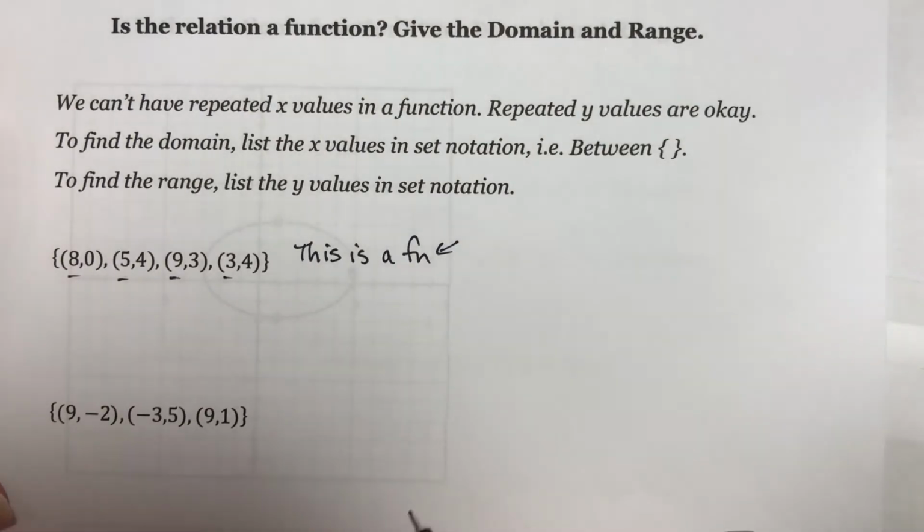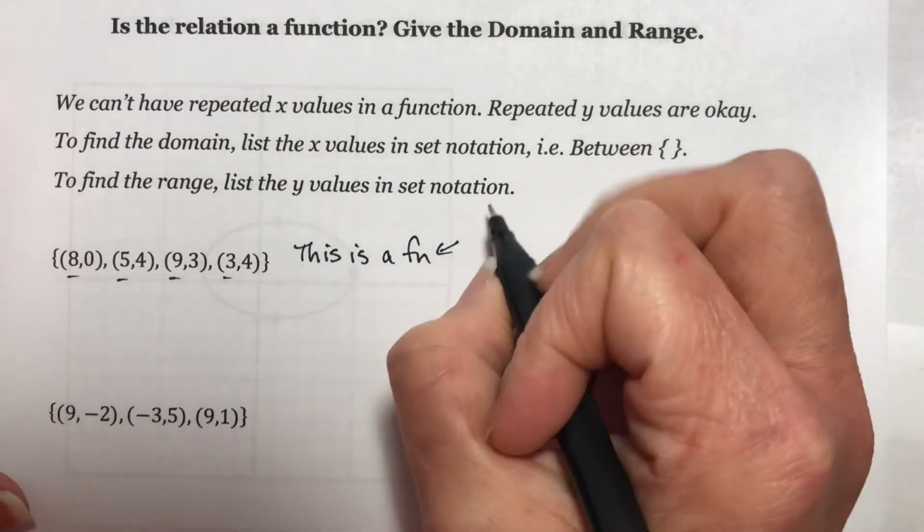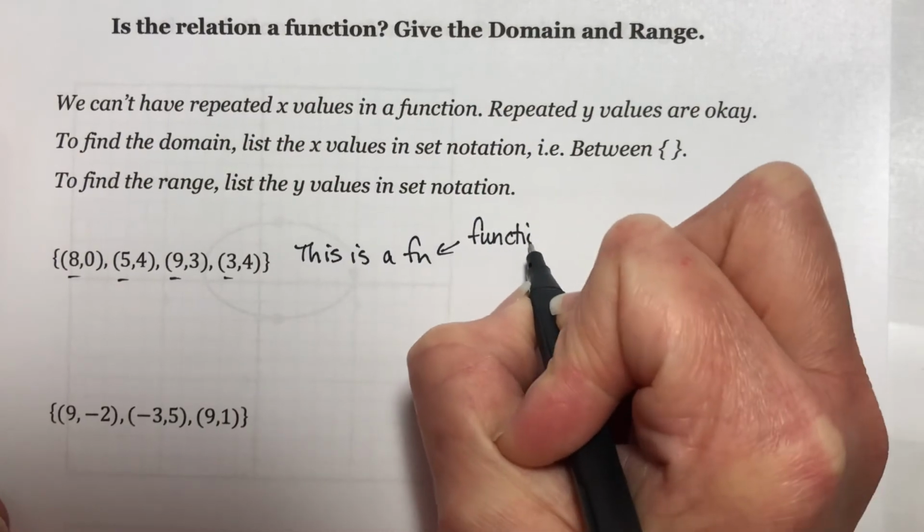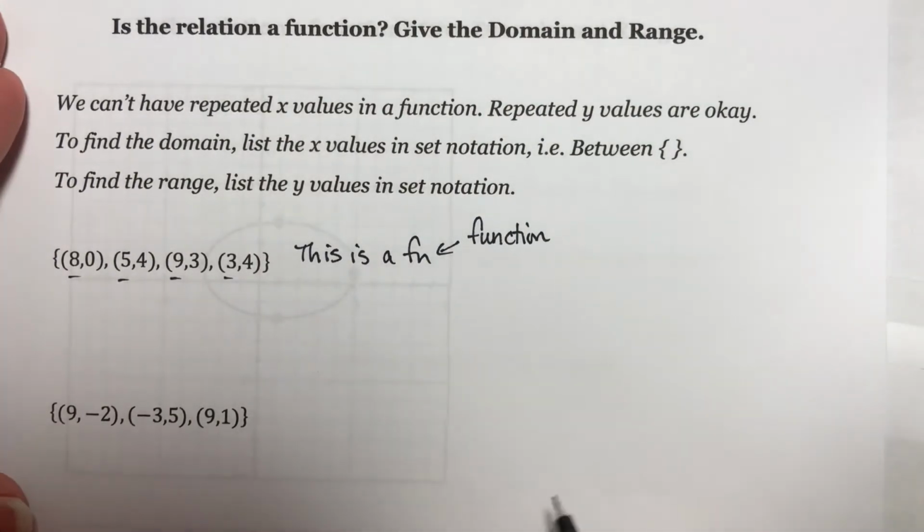This is a function because there's no repeated x values. Fn is a very common abbreviation for function. Okay, so we know it is a function.